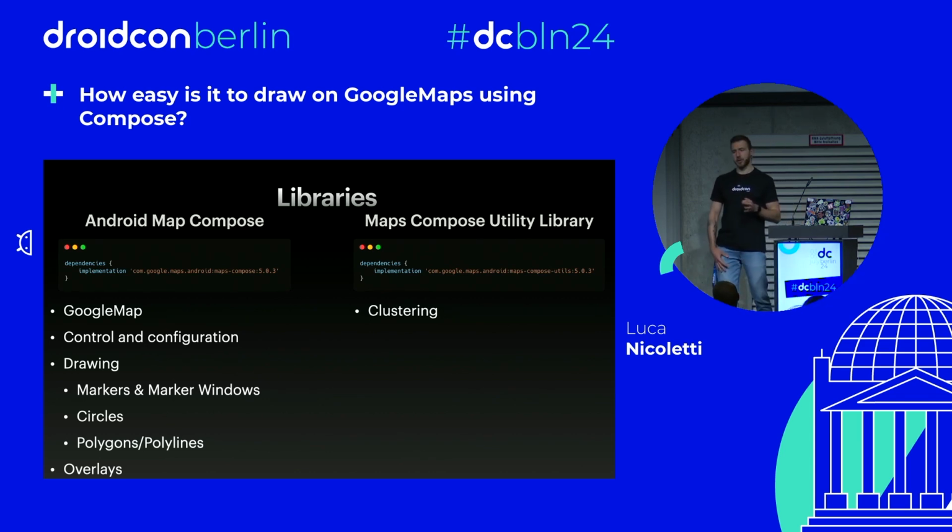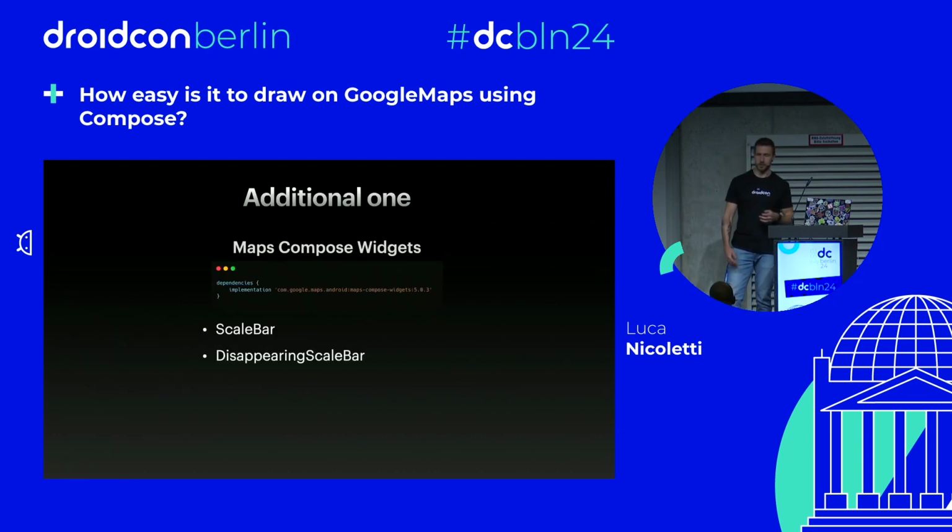So the main library is the Android Maps Compose and contains the Google Map composable function, how to control and configure the map, almost everything drawing related, so marker windows, circle, polygon, polylines, and overlays. Then we have the Compose utility library, which has the clustering in it. And the last one, which is an additional one, has the Compose widgets for the scale bar and disappearing scale bar.